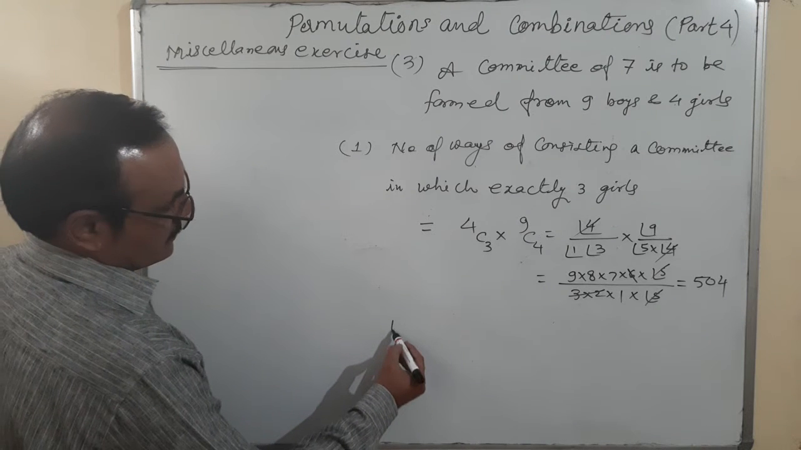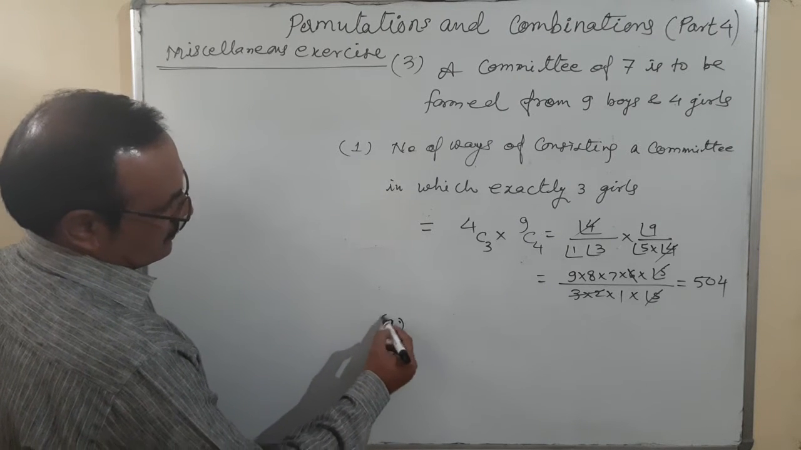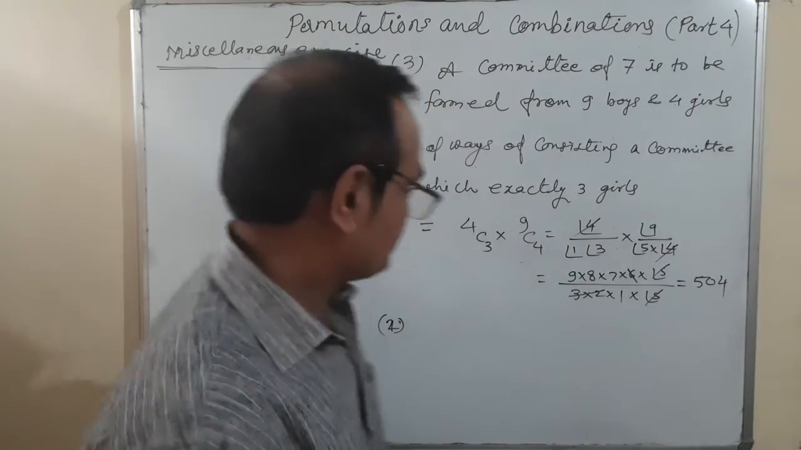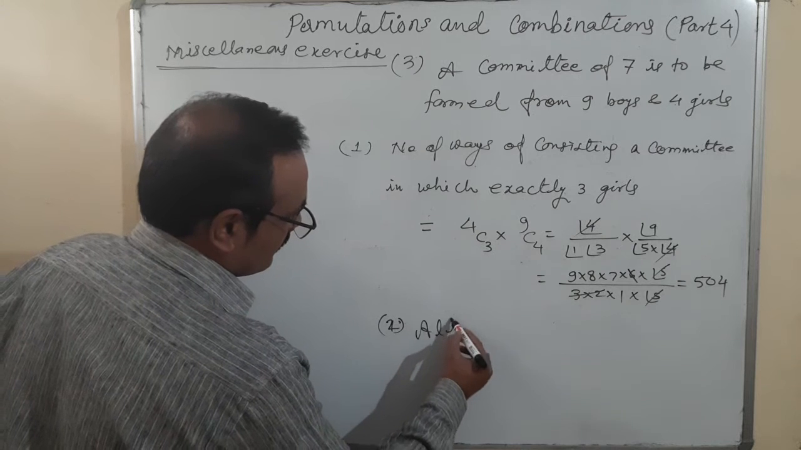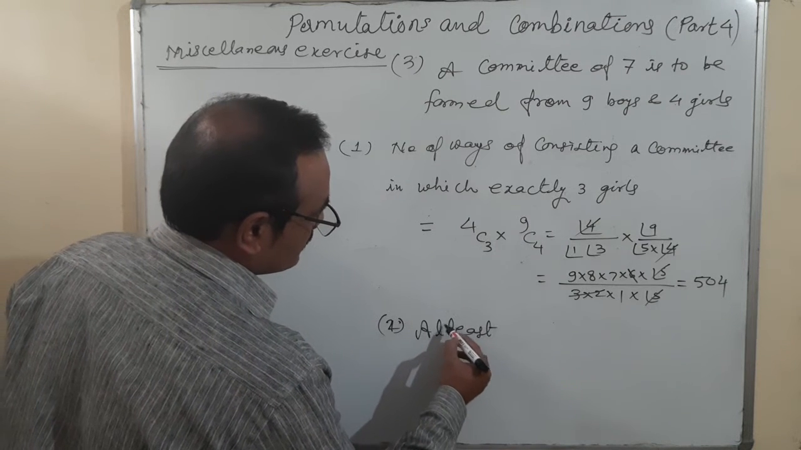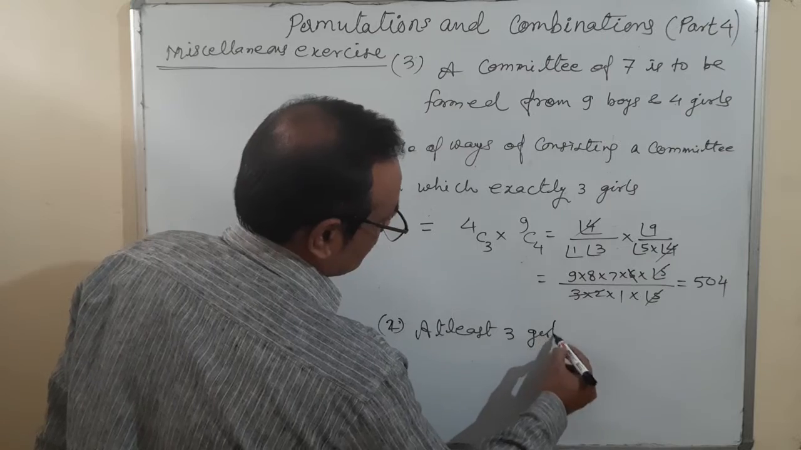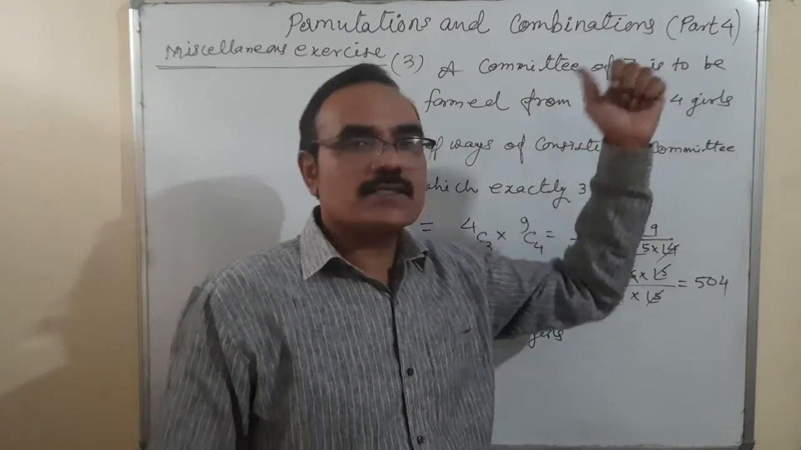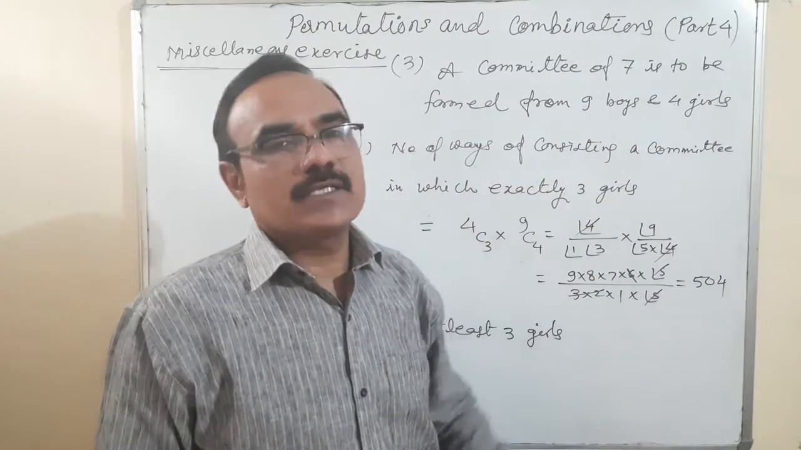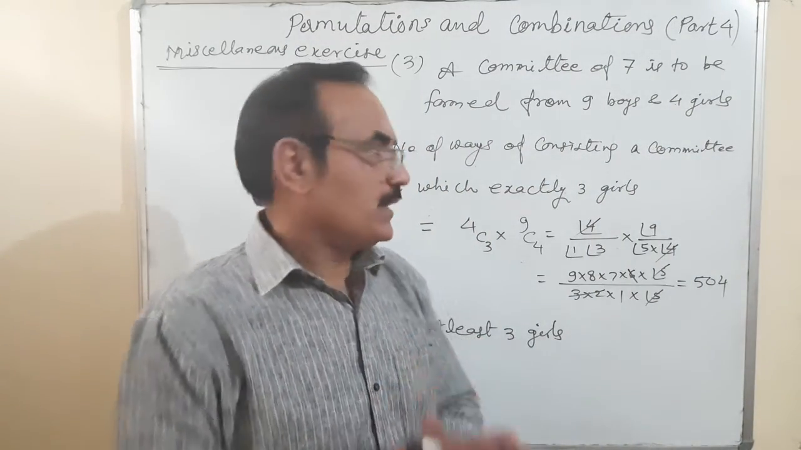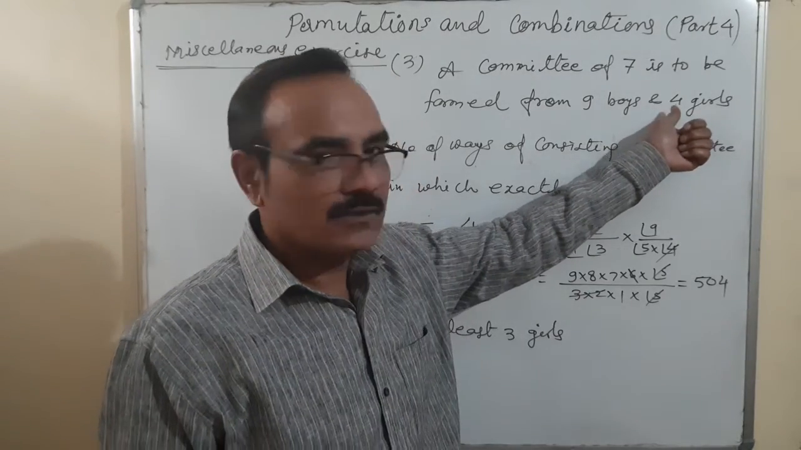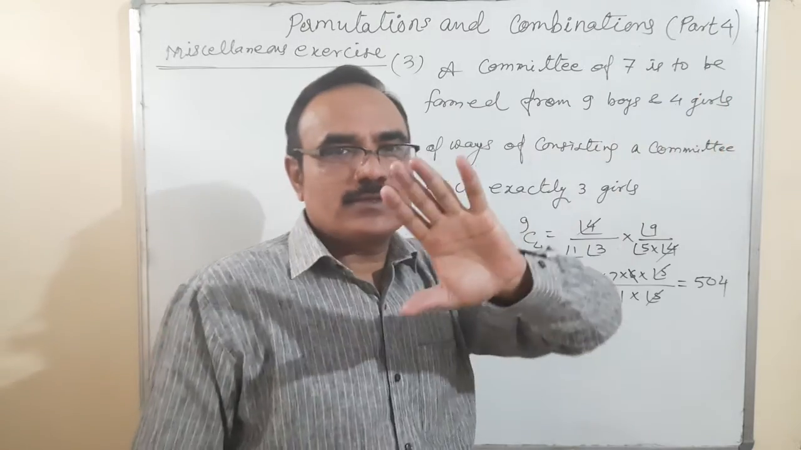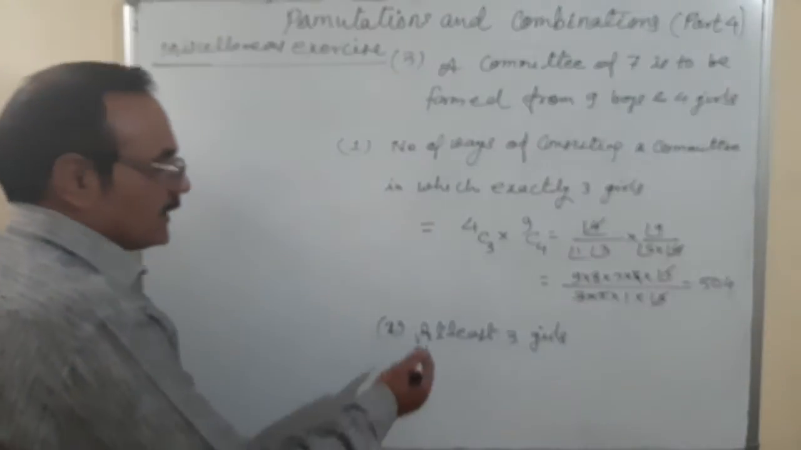Second part, at least 3 girls. What is the meaning of at least? That means in this committee there are 7 persons, and a minimum of 3 girls must be there. So that means minimum 3 girls, 4 girls, 5 girls, but a maximum of 4 girls are there. So there are 2 different groups. Number 1, at least 3 girls.